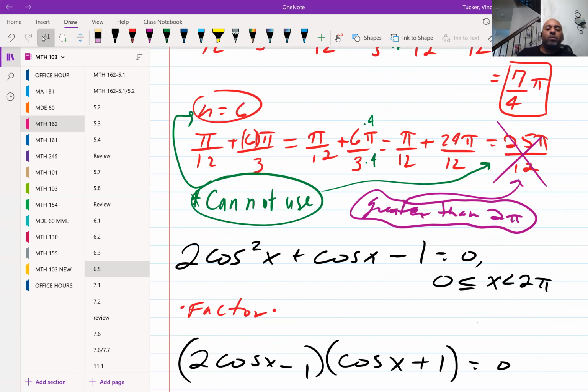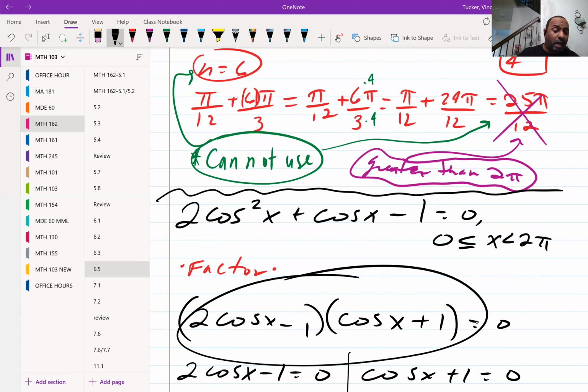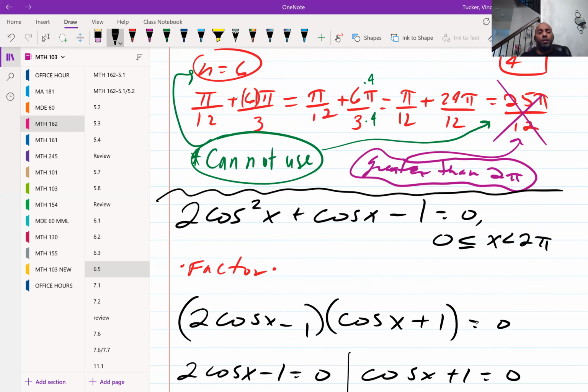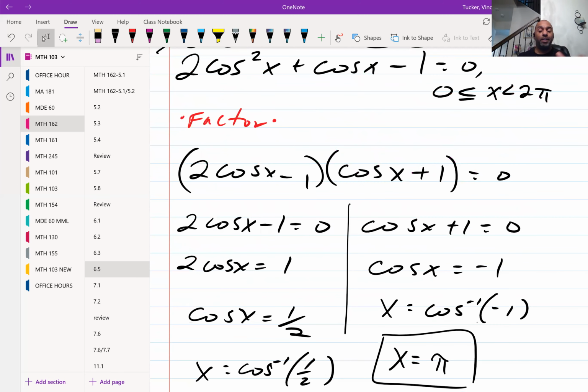Okay, so next one. We have 2 cosine squared x plus cosine x minus 1 equal to 0. And then notice here we have the same stipulation of x being between 0 and 2 pi. So the first thing I did here was factor. So this is algebra. Factor that out, that'd be 2 cosine x minus 1, cosine x plus 1 equal to 0. From there, set both pieces equal to 0. Remember, whenever you're using factoring as a part of your solving, once you factor completely, you can set both pieces equal to 0.